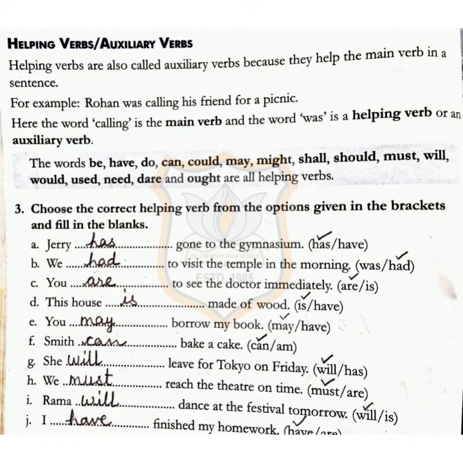Now third exercise, choose the correct helping verb from the options given in the bracket and fill in the blanks. First one, Jerry has gone to the gymnasium. Next, we had to visit the temple in the morning. Next, you are to see the doctor immediately. Next, this house is made of wood. Next, you may borrow my book.